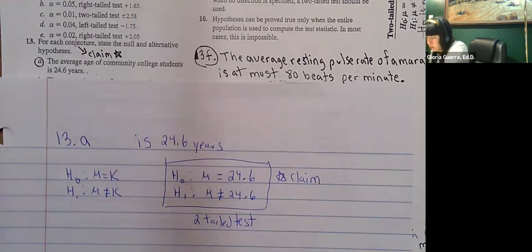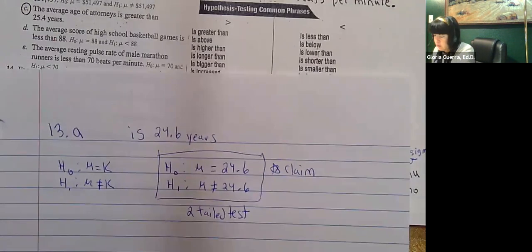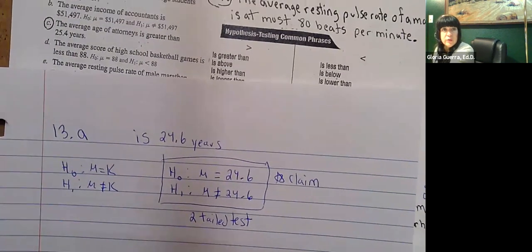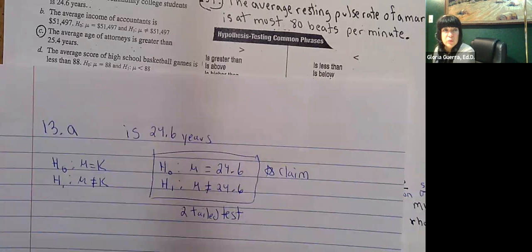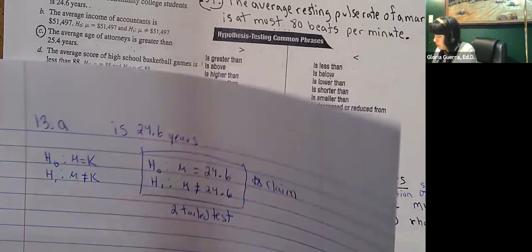Okay, so now let's look at 13C. 13C says the average age of attorneys is greater than 25.4 years. Okay, so let me see, let me fold this up.